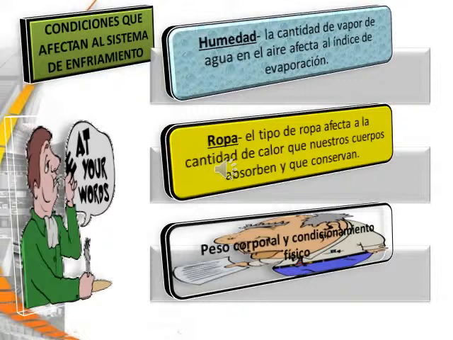Humidity is the amount of water vapor in the air which affects the rate of evaporation. Clothing: the type of clothing affects the amount of heat our bodies absorb. Darker color clothing will absorb more heat than lighter color clothing. Also, our body weight and physical conditions affect your cooling system.